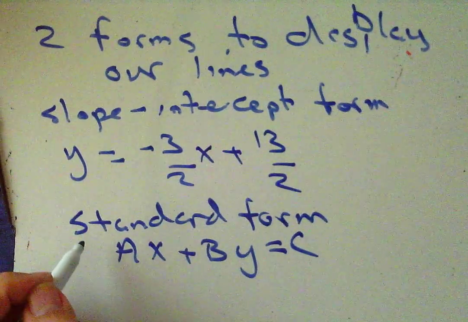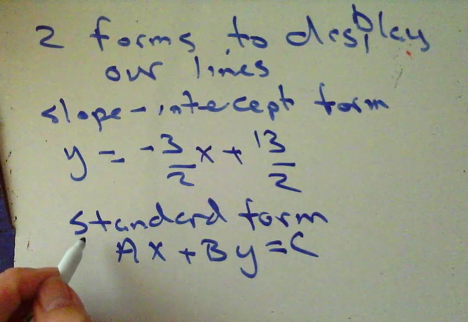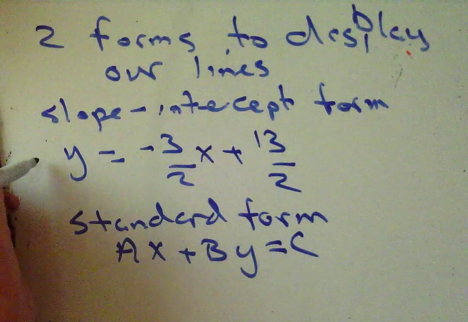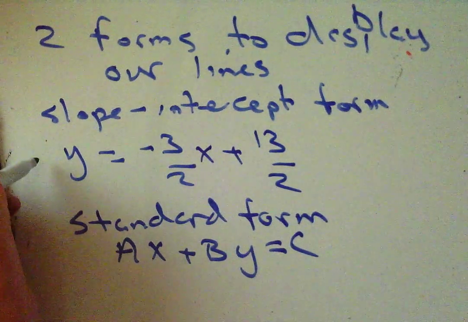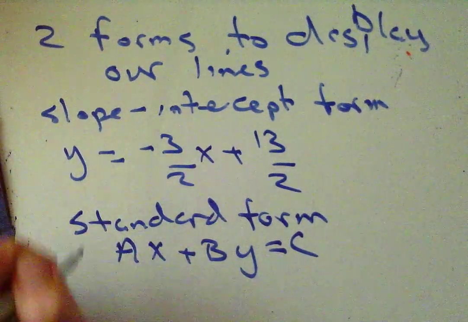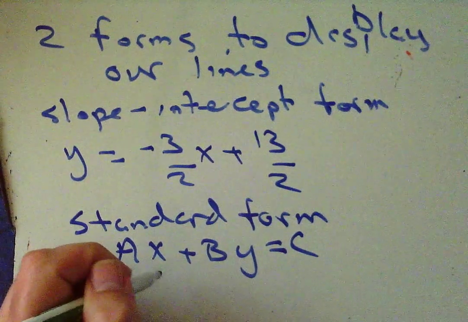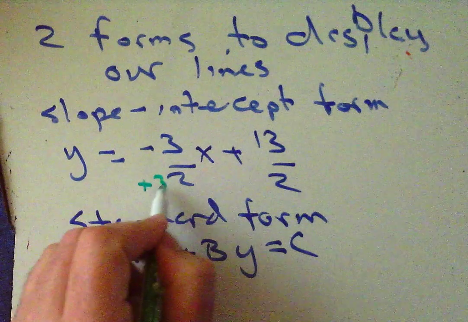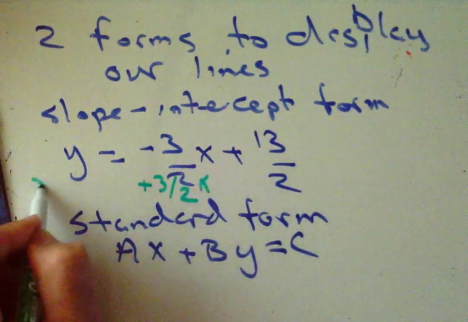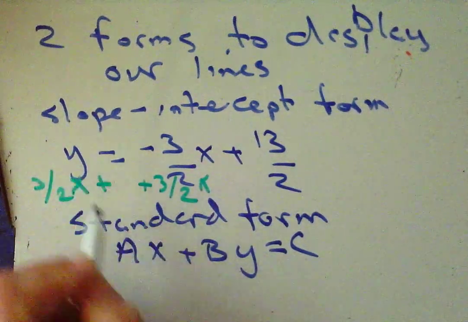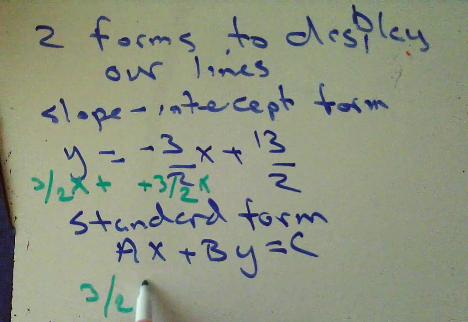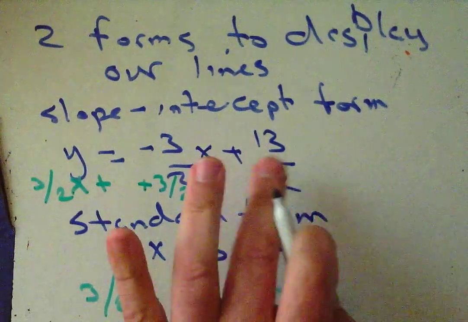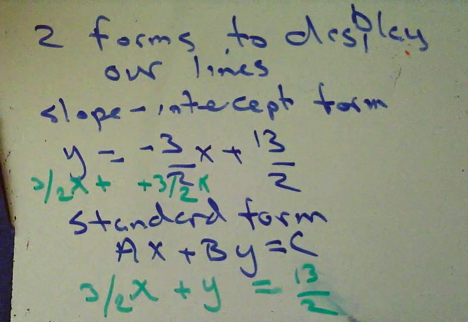Make sure you pay attention to the directions on the questions. If it says write your answer in standard form and you give me slope-intercept form, I have to mark that wrong. Okay? If it says standard form, I need the answer in standard form. So standard form has the variables on the same side. That means I have to add 3/2 x to both sides. So I'm going to have 3/2 x plus y equals, and our c value, 13/2.